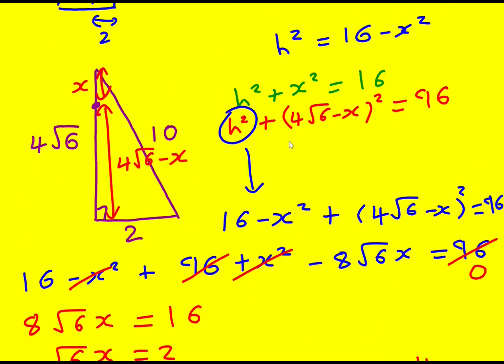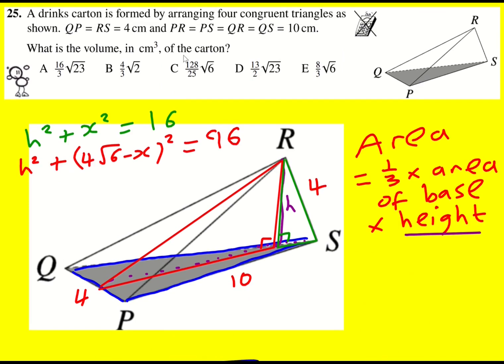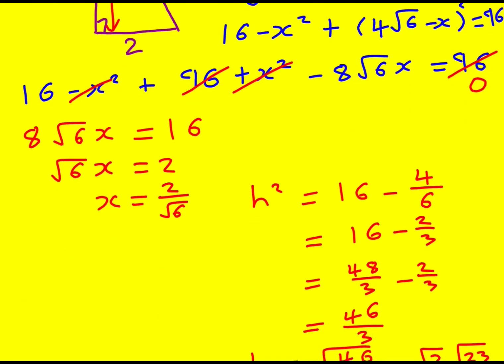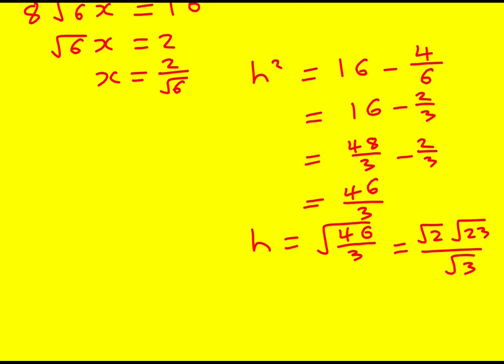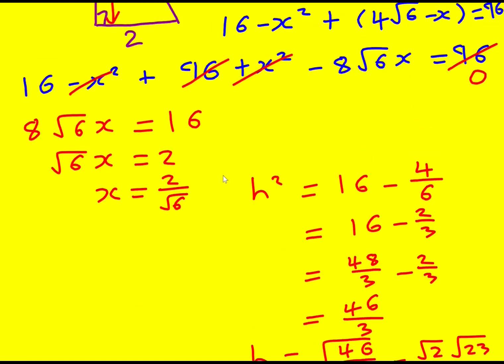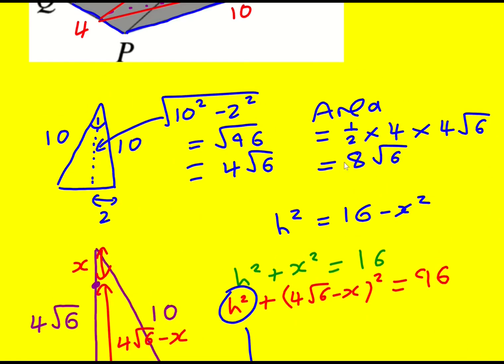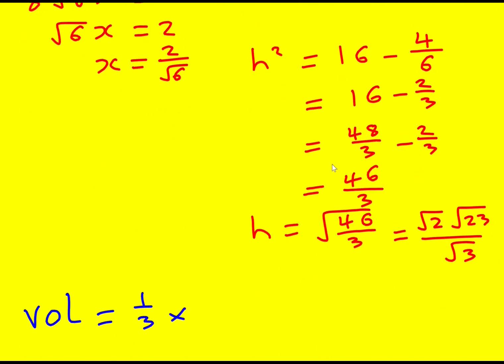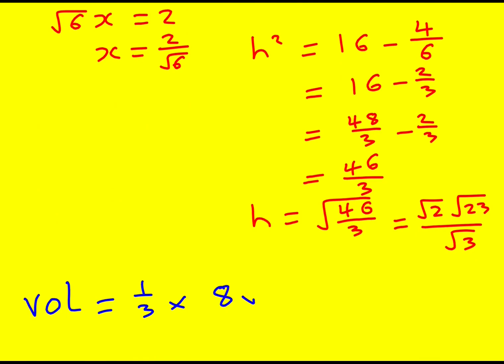Now I write it like that because in the answers, if you look at them, you see two of them have got root 23 in. Okay, but if you don't do that, we'll realize that later on. But we're actually nearly there. So the volume is equal to a third times the area, which, let me just remind you, back up here was 8 root 6, times the height, root 2 root 23 over root 3.